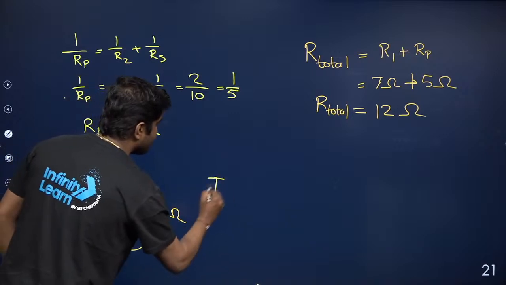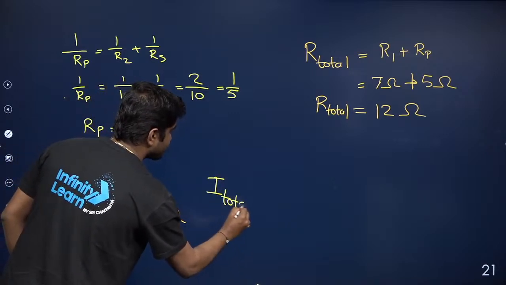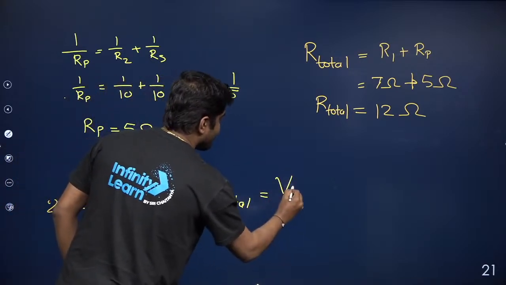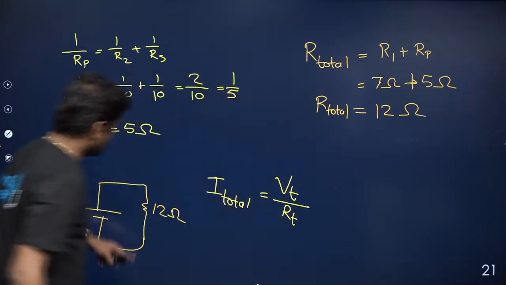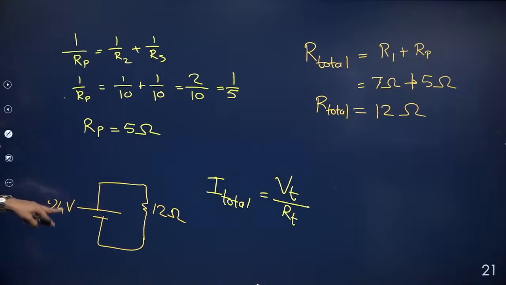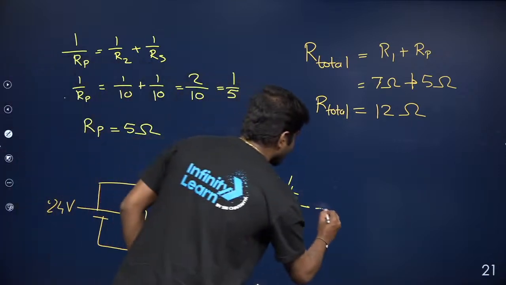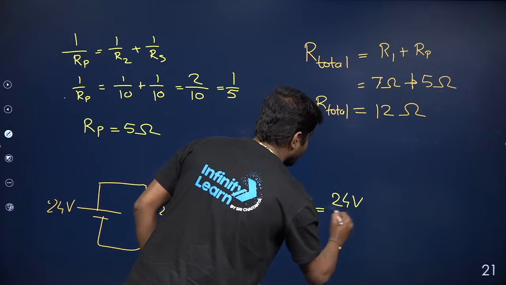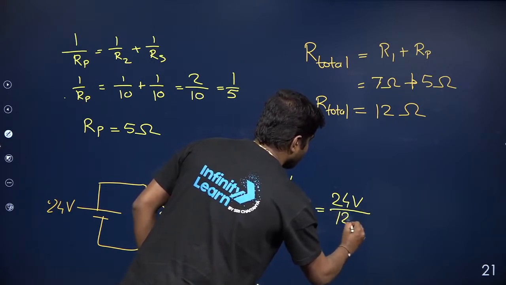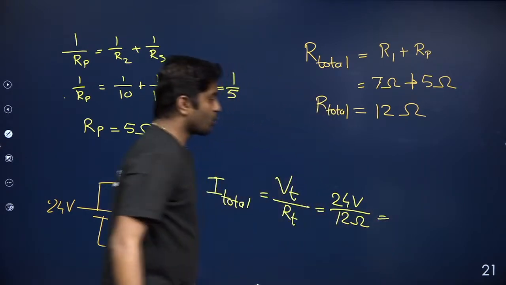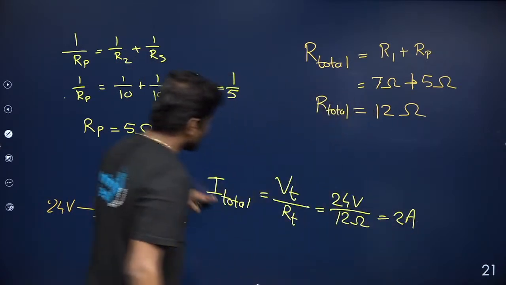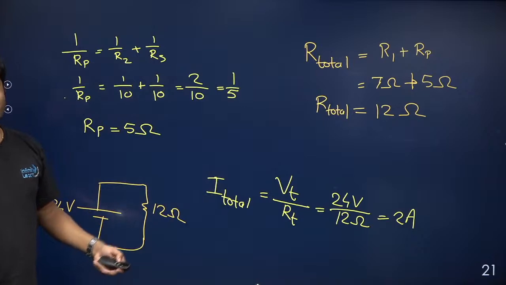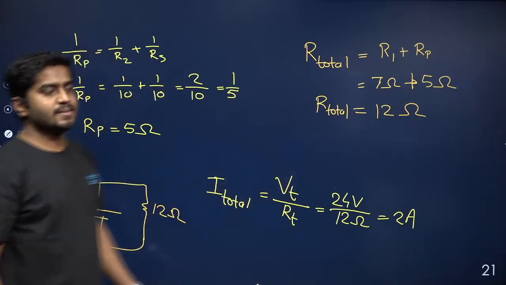So current total will be voltage total divided by resistance total. Total resistance and there is a total voltage. So that will be 24 volt divided by 12 ohms. So that will come out to be 24 divided by 12 is 2 amperes. So the total current in the circuit is 2 amperes.